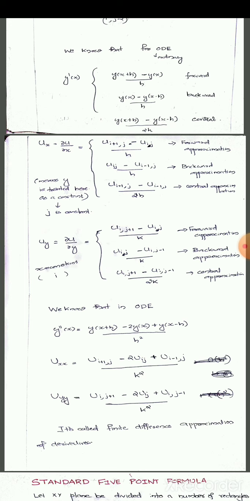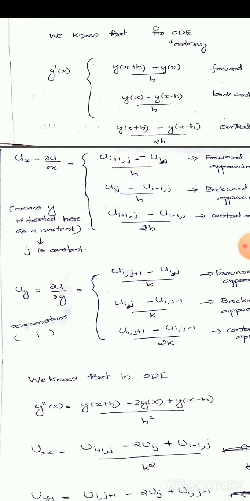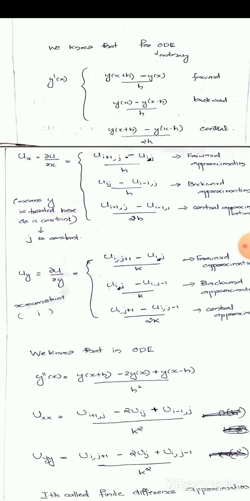We do not consider error terms. We know that in ordinary differential equations we studied interpolation, and also the forward, backward, and central approximations. The y dash of x is represented here, and the forward, backward, and central approximations are also here. We derived these in the finite difference approximation method, and they are represented without the error terms, or higher order terms.